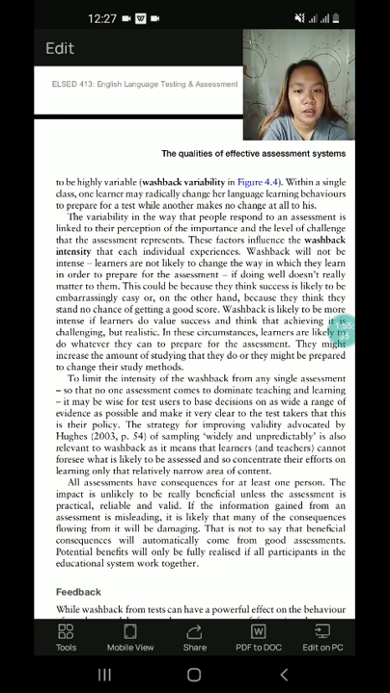All assessments have consequences for at least one person. The impact is unlikely to be really beneficial unless the assessment is practical, reliable, and valid. If the information gained from it is not, the effects flowing from it will be damaging. That is not to say that beneficial potential will only be fully released if all participants in the educational system work together.